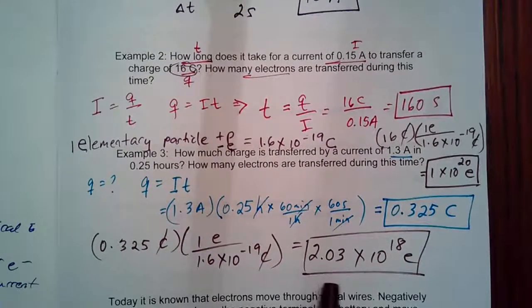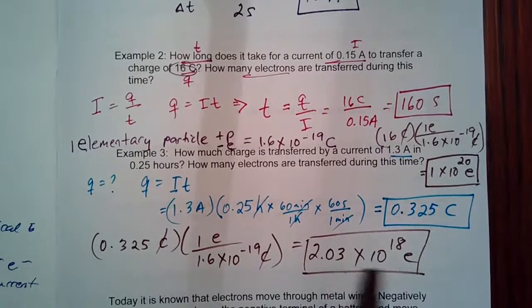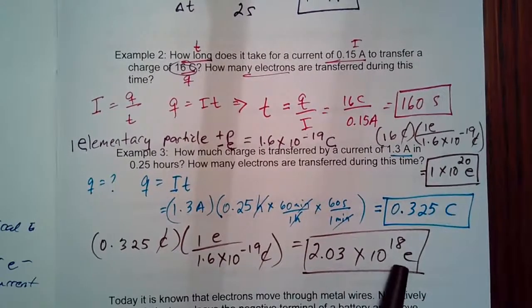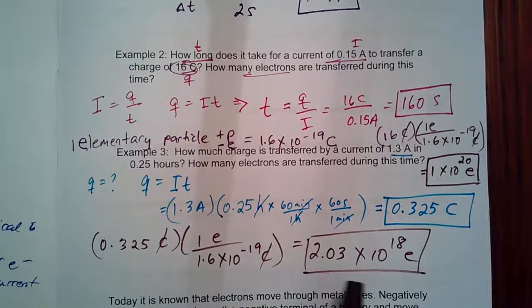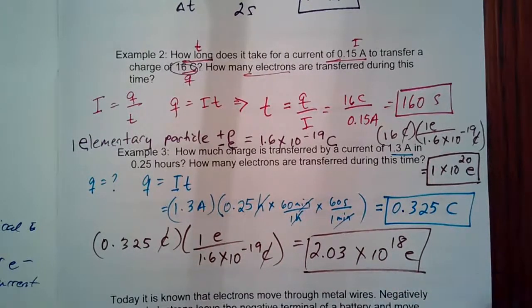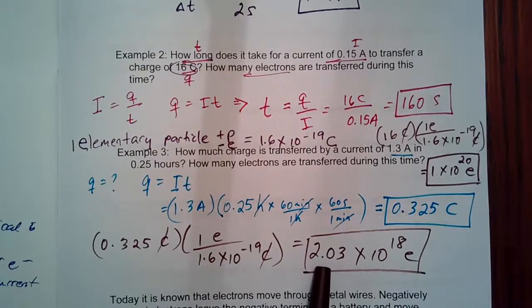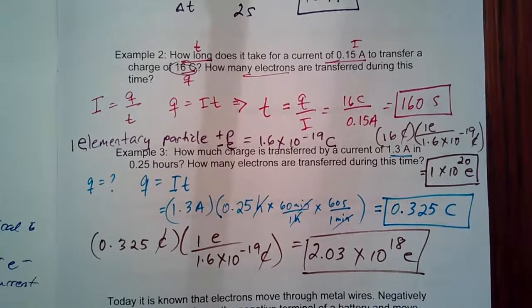If you look at your number, it says 2.03. You have to remember this is to the power of 18. So this is actually a whole number. It's 2.03 followed by 18 zeros, so after the decimal there. So it is a lot of electrons again.